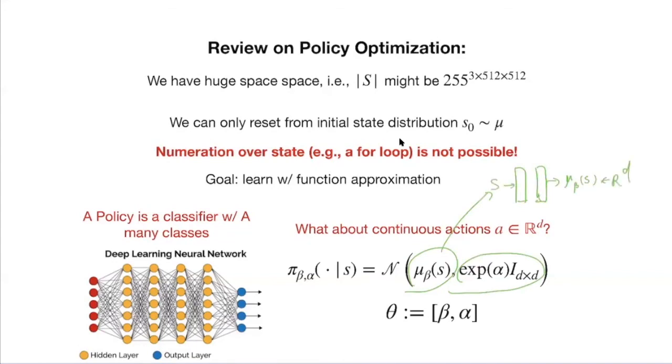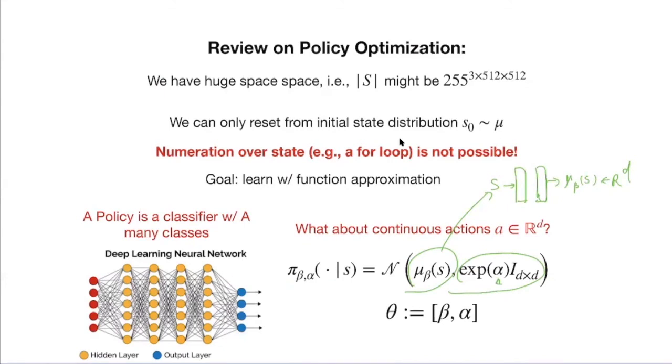I'm using a neural network to define the mean of the Gaussian distribution, and I have another parameter for parameterizing the covariance matrix of the Gaussian. The reason that I use exponential alpha is because the exponential of alpha is always a positive number. We want to make sure the covariance is always positive. This is just a parameterization choice; you can do other things as well.